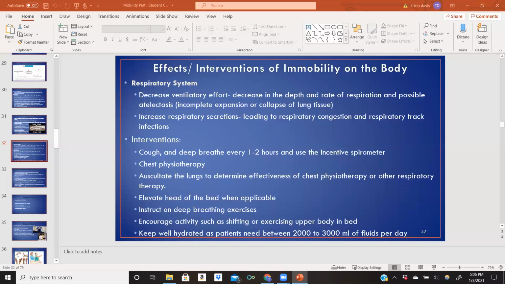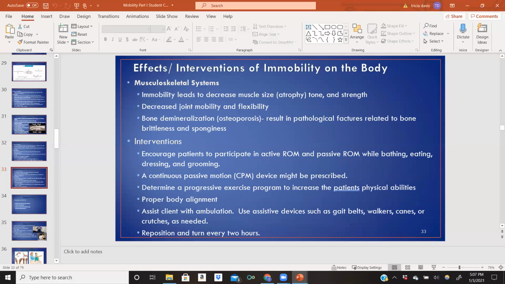They can have chest physiotherapy. PT usually comes in and does that. You as the nurse can auscultate the lungs to determine the effectiveness of that therapy that they're getting or other respiratory therapy. You can elevate their head of the bed when applicable. You can instruct them on doing deep breathing exercises. You can encourage activity such as shifting or exercising their upper body in bed, and then help keep them well hydrated. As patients really need to have about 2,000 or 3,000 mLs of fluids per day, unless they're on a fluid restriction.